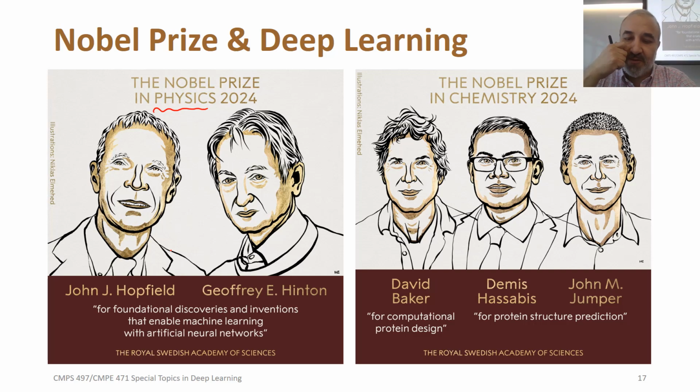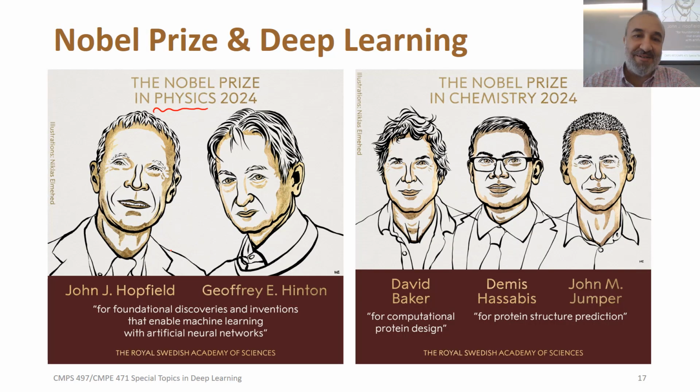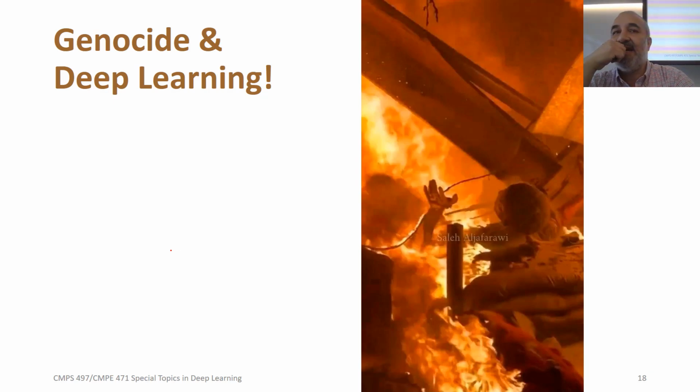So that's something good. But at the same time, I wanted also to talk about something that's not good, which is this one. I called it genocide and deep learning. The previous one was Nobel Prize and deep learning. And this one is genocide and deep learning. I don't know if you followed the news and saw what happened in Gaza, I think 2 days ago, at dawn, in the very early morning. People were burned alive. Live. I really don't know.